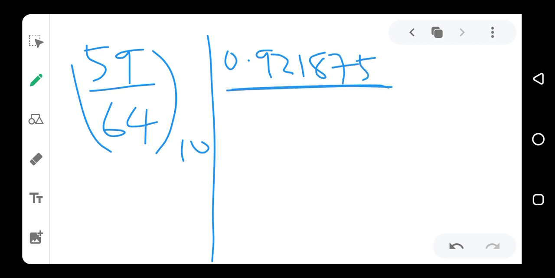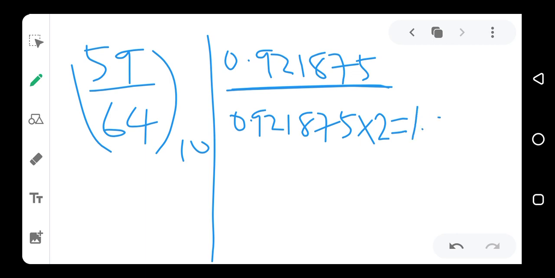Now we multiply this by the base, which is 2. We say 0.921875 multiplied by 2, we are going to get 1.84375. Now the whole number here is 1, so we write 1 and we carry the decimal points, which is this.